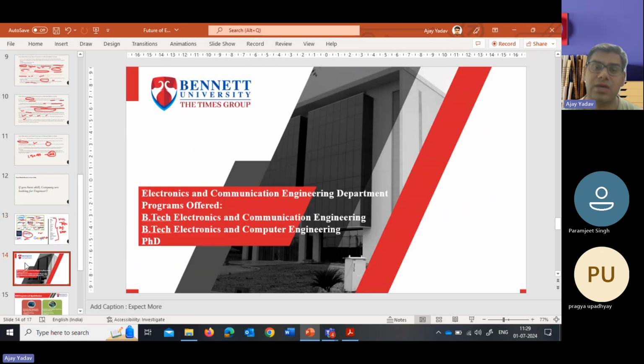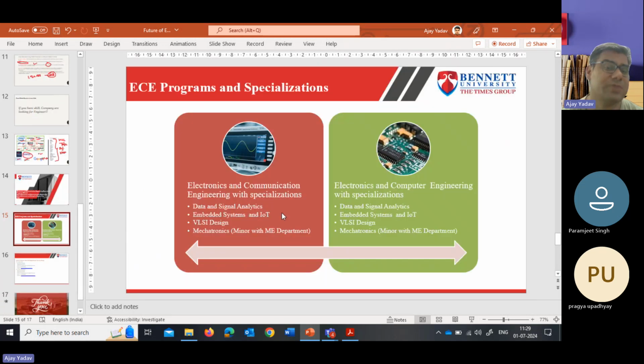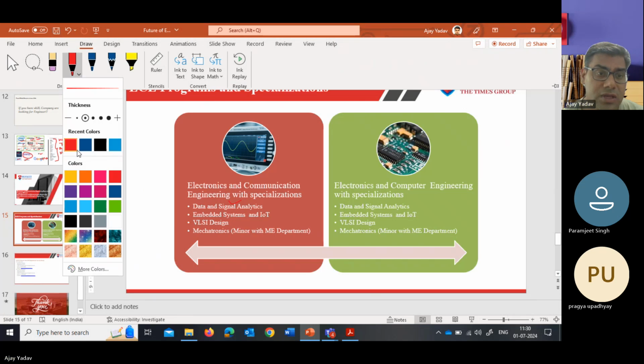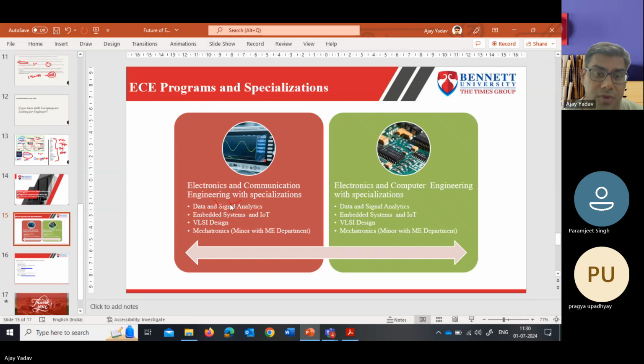Currently we have two programs. One is BTech Electronics and Communication Engineering. Another is BTech Electronics and Computer Engineering. And the third one is your PhD, which is only for BTech students with above 75% marks and for MTech pass students. We have these specializations. One is electronics and communication engineering with specialization in data and signal analytics. This data and signal analytics specialization is related to AI.